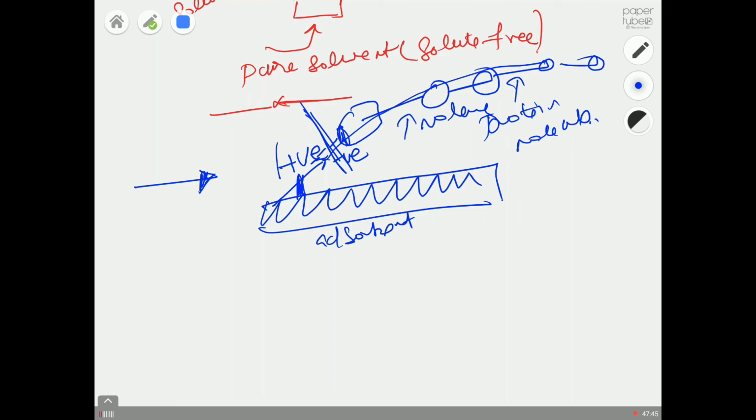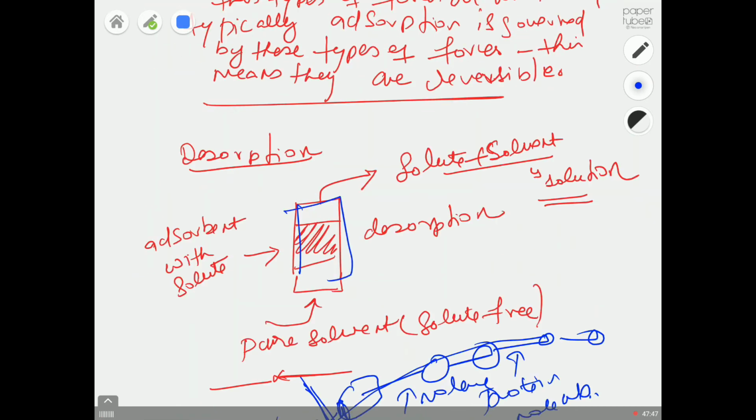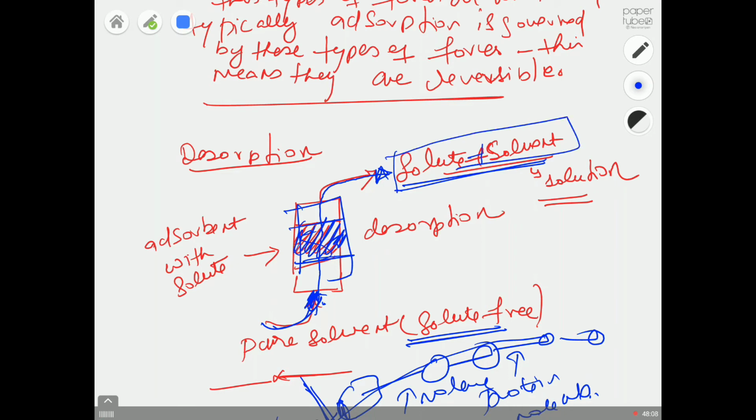So I will just show how to do that. You can take a column, fill it with your adsorbent material that already contains your protein molecules, and you put in some pure solvent which is solute free. Once you pass your pure solvent, it will knock off your solute and then it will come outside. So this time you will get solvent plus solute. So this will be your solution. This is something like you are removing the already adsorbed material from the adsorbent side to the solution side. I hope you all get up to this point. This is not a tough concept.